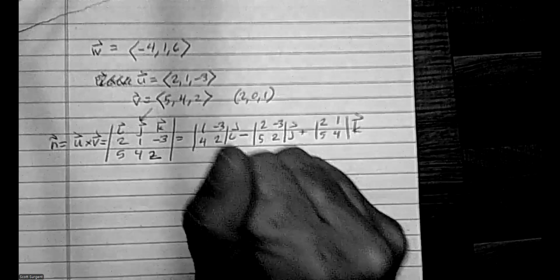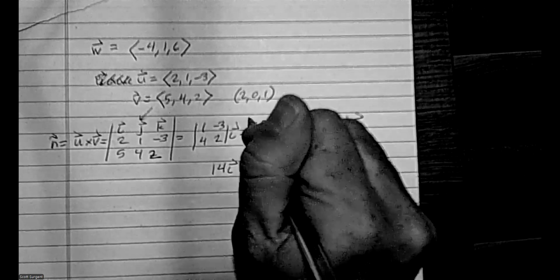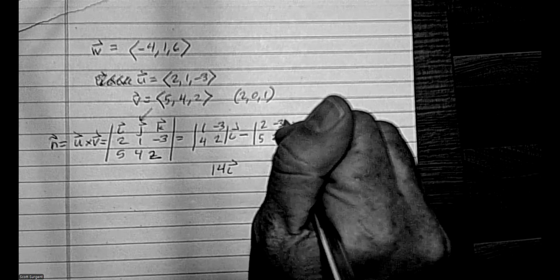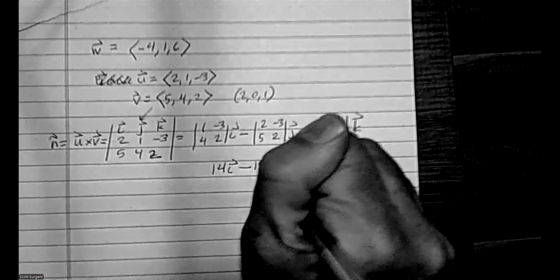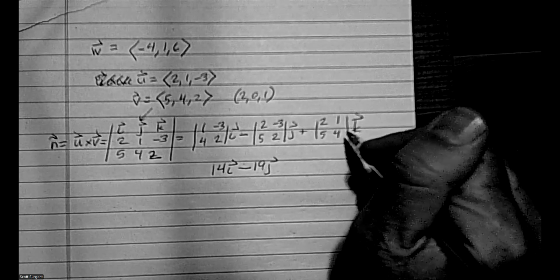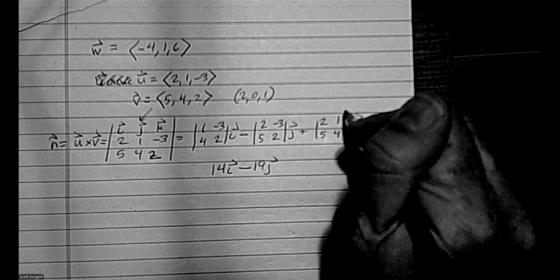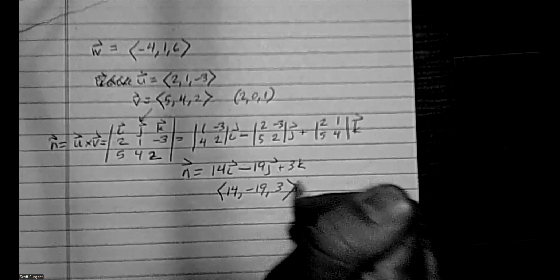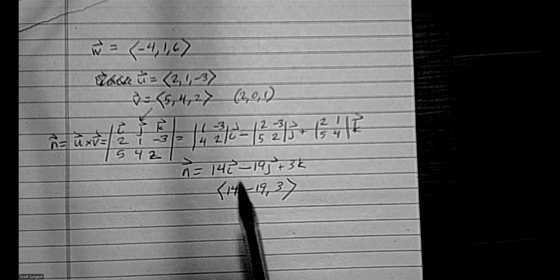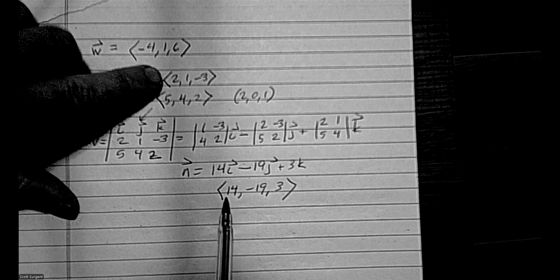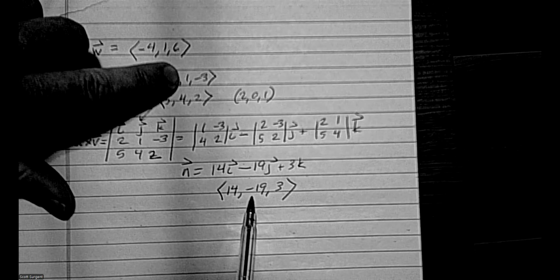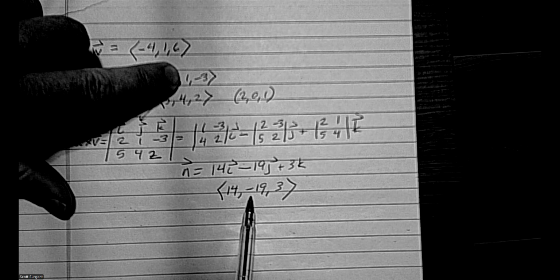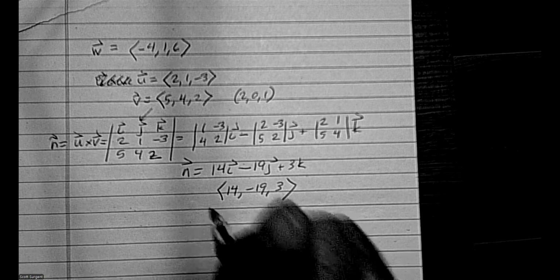We figure it out. We get 2 take away 12 is 14i. Here we get 4 plus 15 is 19, so -19j. Then we get 8 take away 5 is 3. So the n vector for this plane should be 14, -19, and 3. I would double check that just by working out a quick dot product. 14 times 2 is 28, take away 19 is 9, take away 9 is 0. Beautiful. I feel pretty good about this.